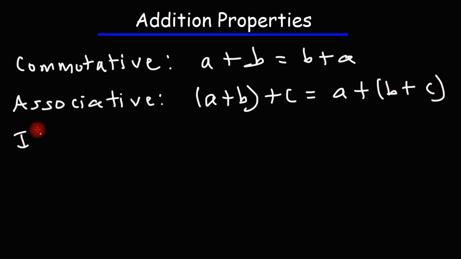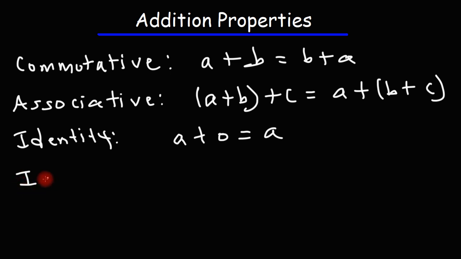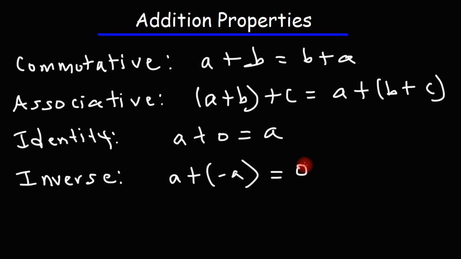Next, we have the identity property of addition. And for that, it's A plus 0 is equal to A. And finally, the inverse property of addition. That's A plus negative A is equal to 0. So that's it for this video.